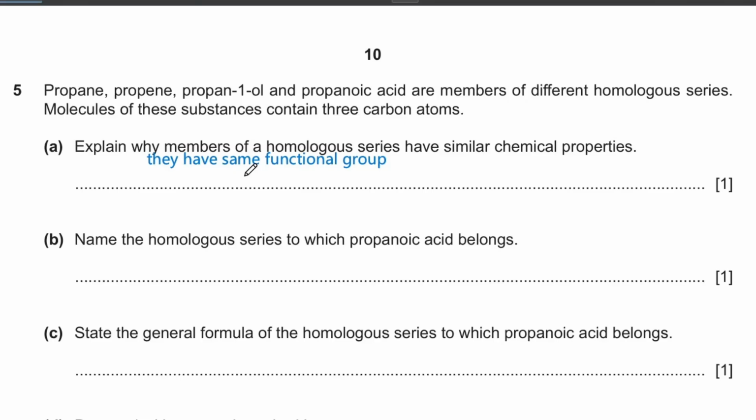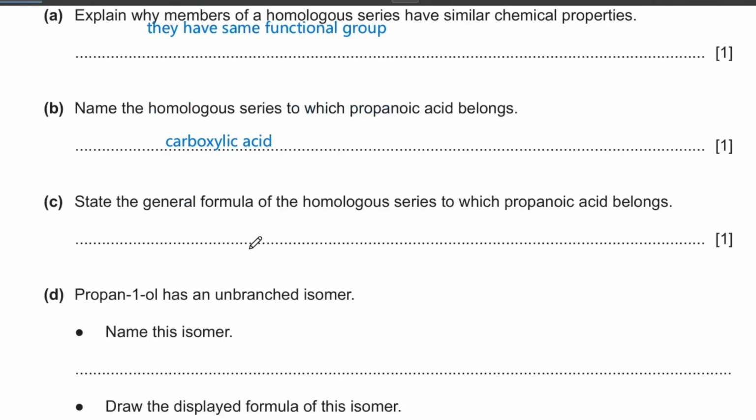Next question. Name the homologous series to which propanoic acid belongs. The answer is carboxylic acid. Next question. State the general formula of the homologous series to which propanoic acid belongs. So we are asked to write the general formula of carboxylic acid. The general formula is CnH2n+1COOH. That's the general formula for the carboxylic acid homologous series.